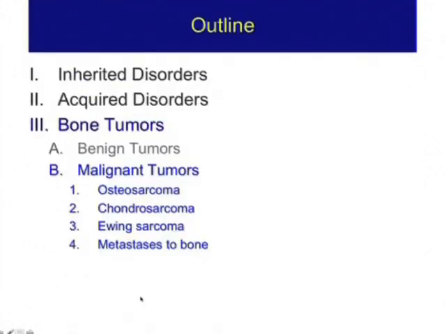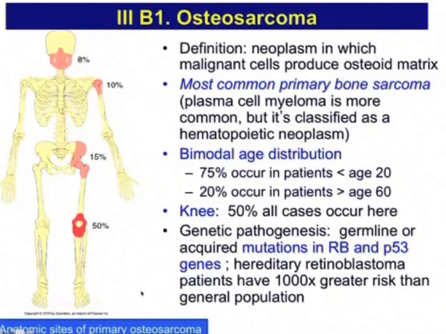So now we're going to talk about some of the malignant tumors of bone. The most common malignant tumor of bone is osteosarcoma. Osteosarcoma is a tumor of young people. It usually happens in kids under 20. There is a small peak of osteosarcoma that happens in older people. The older peak usually happens in patients with Paget's disease. Remember we talked about how that predisposes you to osteosarcomas?